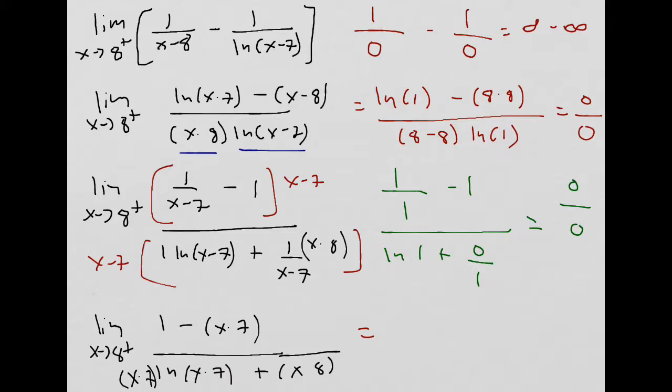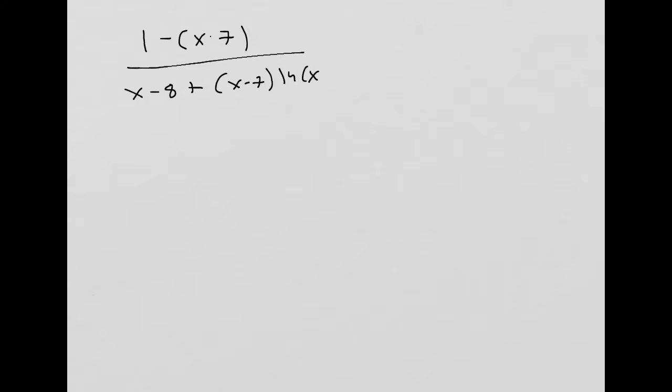So let's do L'Hopital's rule just one more time, hopefully just one more time to do the trick. So let's write that again. What do we end up with? We ended up with 1 minus x minus 7 over x minus 8 plus x minus 7 times ln of x minus 7. I just rewrote it again, and I think I switched the order around here, but this is what we ended up with.